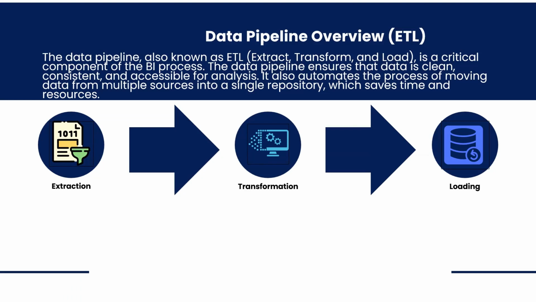A good example is a social media company that uses a data pipeline to extract data from various social media platforms, such as Twitter, Facebook, and Instagram. Then the data is transformed into a consistent format and loaded into a data warehouse. The data warehouse is then used to analyze social media trends and identify customer sentiments. Therefore, the BI process and the data pipeline are essential for organizations that want to leverage data to improve decision-making and performance.